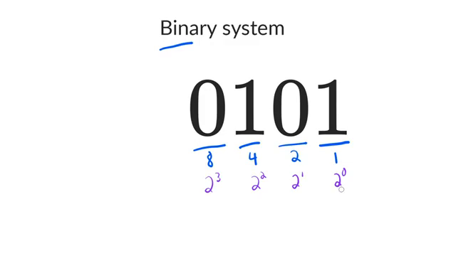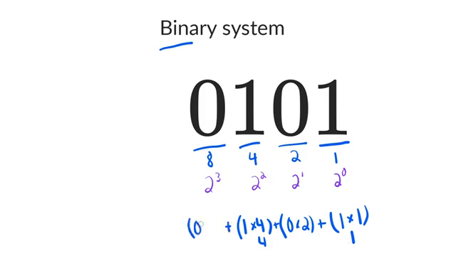There's a 1 in the ones place. So this so far equals 1 times 1. That's 1. There's a 0 in the 2's place. So we add 0 times 2. That's 0. There's a 1 in the 4's place. So we add 1 times 4. That's 4. So far we've got 4 plus 1. And then there's a 0 in the final place, the 8's place, so that's 0 times 8, or 0. So we've got 0 plus 4 plus 0 plus 1, which equals 5 in decimal.